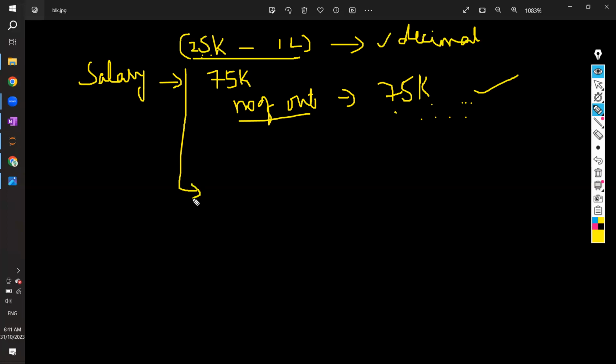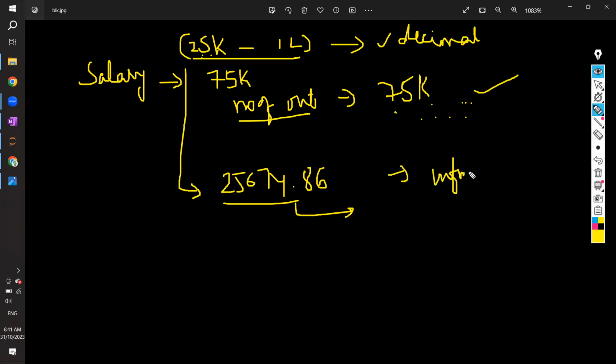There are infinite. Agree? So it could be anything. 25, it could be 25,674.86. Okay. Now this decimal can go anywhere, right? So like that, between two numbers only you will have infinite numbers. So from 25,000 to 1 lakh, you will have infinite numbers. Infinite numbers. Agree?